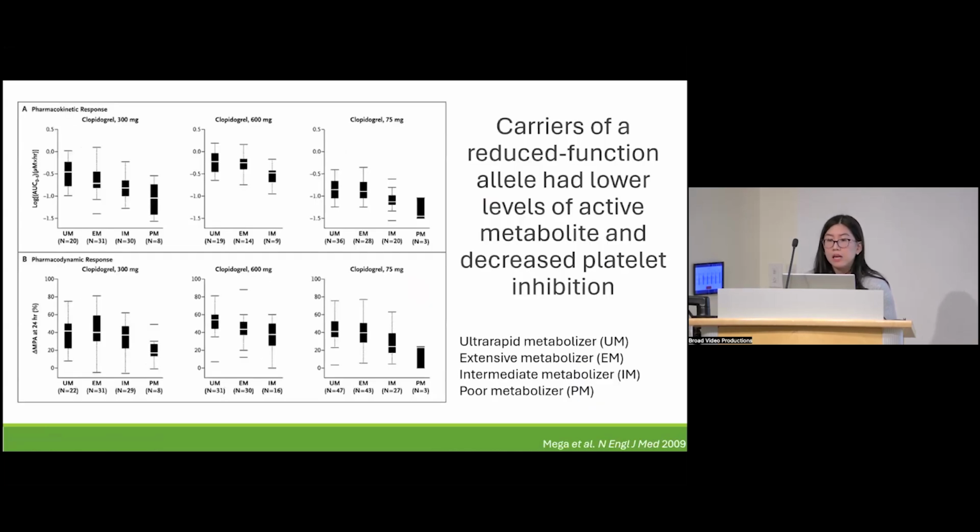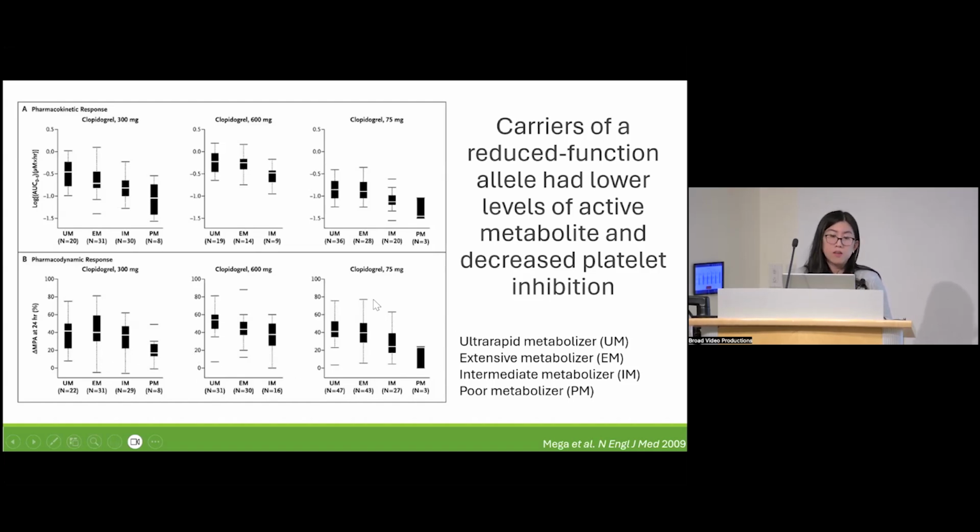And so what was seen in this study was that they classified individuals based on their genotype into how well they metabolize clopidogrel. And they found that carriers of a reduced function allele had lower levels, as shown in the top panel A, of the active metabolite. And then in panel B, decreased platelet inhibition in individuals who were these poor metabolizers.